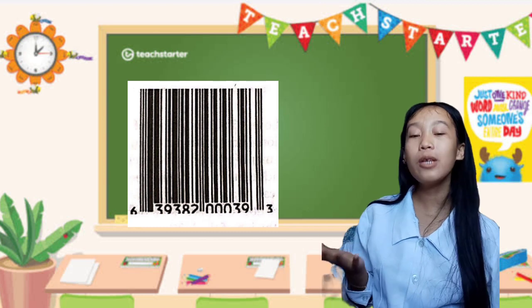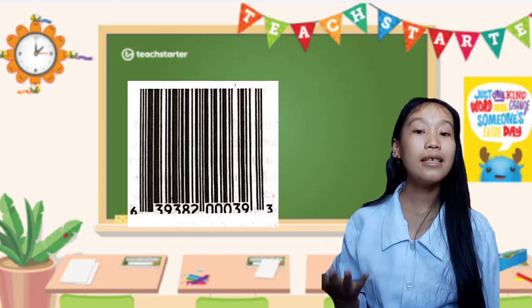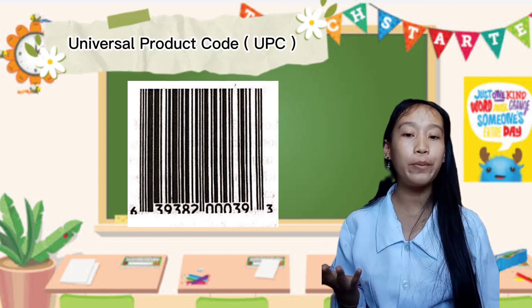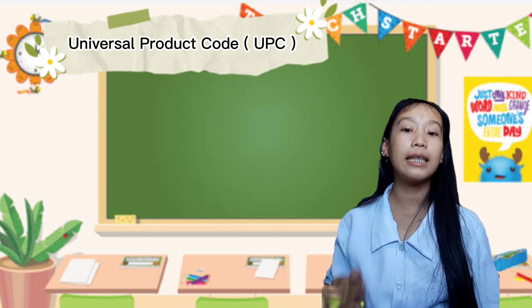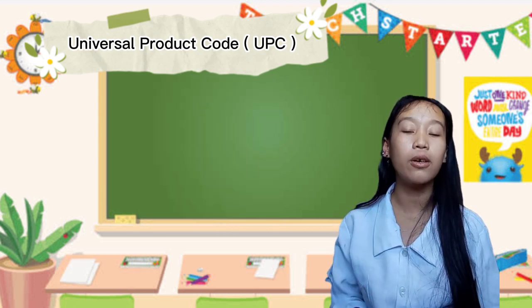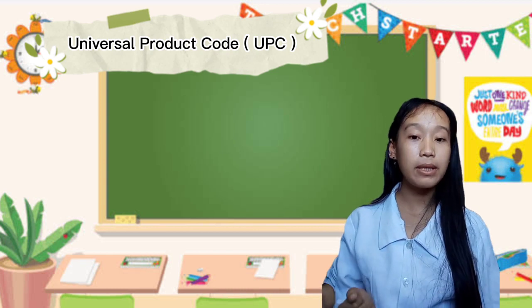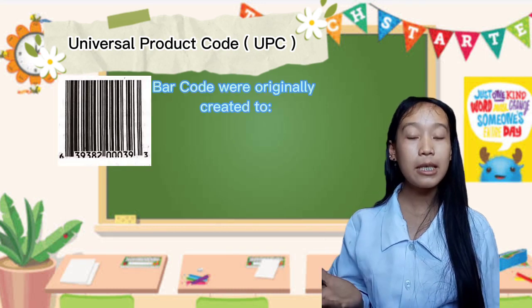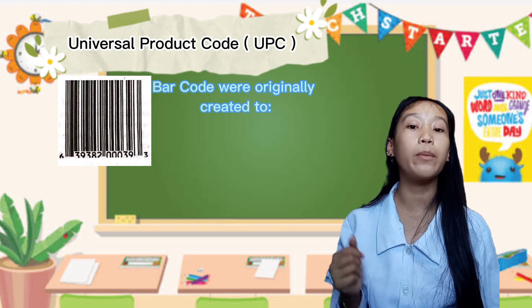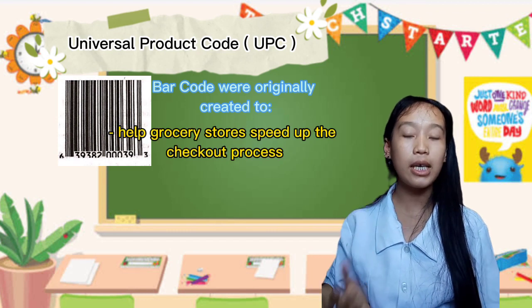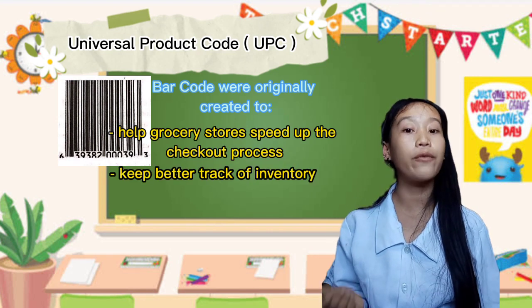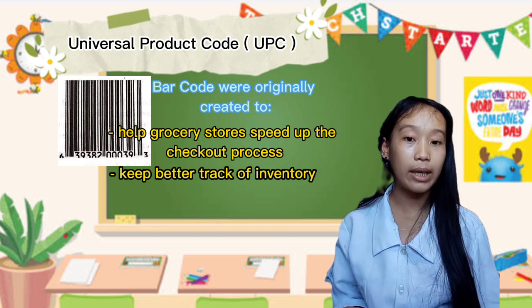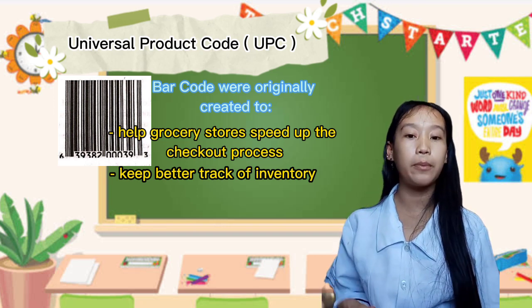Does the following look familiar to you? This is the Universal Product Code, or UPC. Nearly every item that you purchase in a grocery store or department store has a UPC on it somewhere. These barcodes were originally created to help grocery stores speed up the checkout process and keep better track of inventory. The system quickly spread to many other retail products.